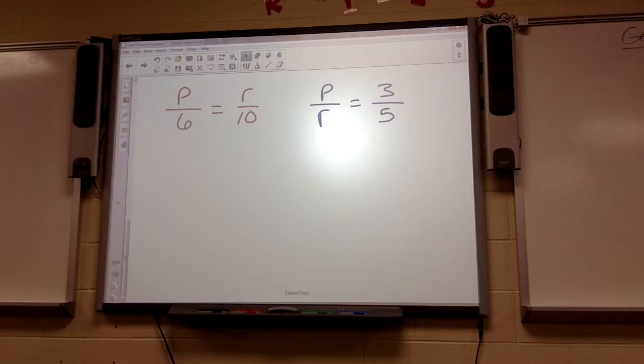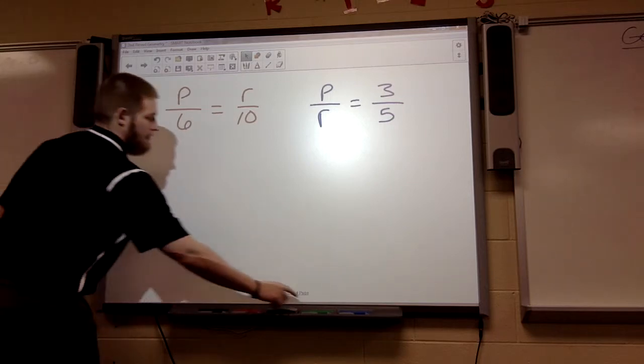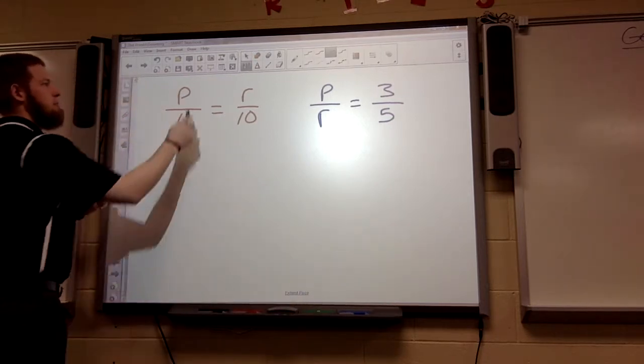Thomas, is that true or is that false? It could be true. It is true, because it just means that P equals 3 and R equals 5. It doesn't mean that, but wouldn't they both divide by 2? Yeah, they moved it across, right?